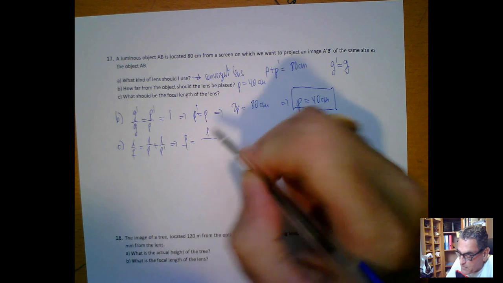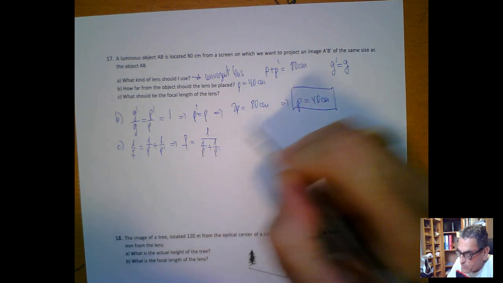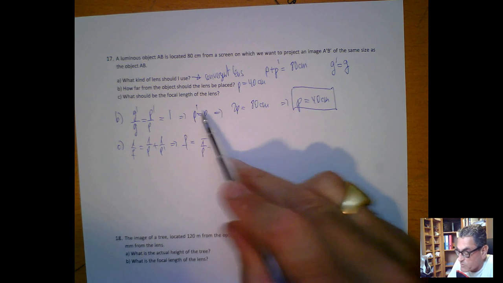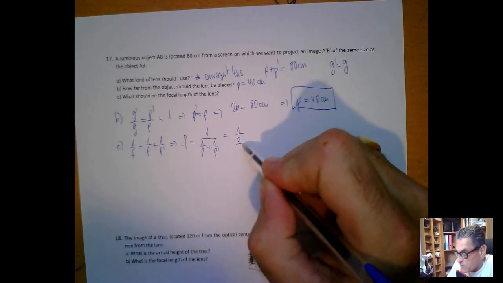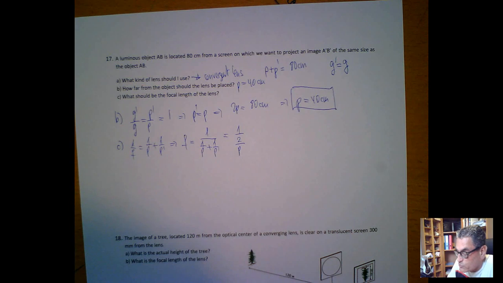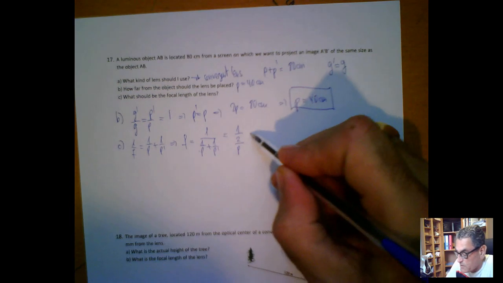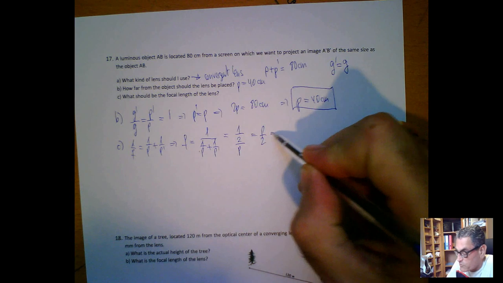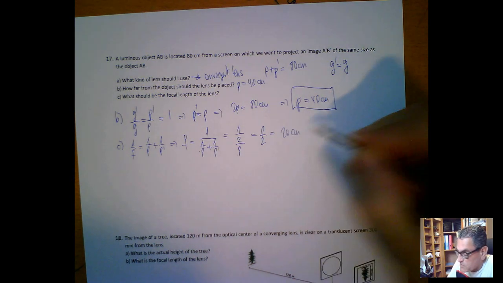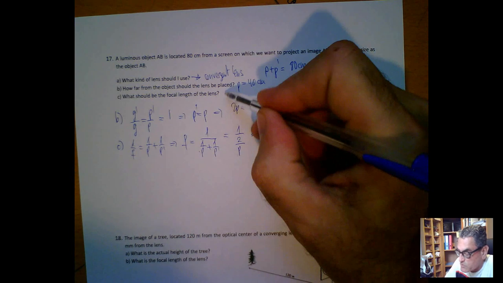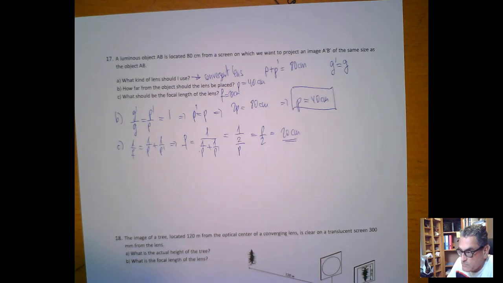This implies that the focal length is 1 over p plus 1 over p prime, but p prime is equal to p, so we can say that this is 1 over 2 over p. 1 over p plus 1 over p is 2 over p, so f is p over 2, and p was 40 centimeters, so this is 20 centimeters. So here the answer is 20 centimeters.